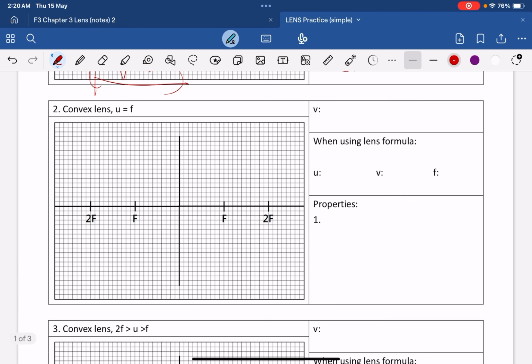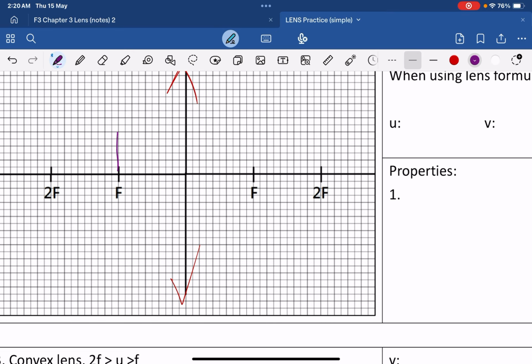The second case, U equal to f. So we just simply draw the object at the focus. And we have to draw the two light rays. So the first light ray is a horizontal line, which is parallel to the principal axis. Okay, and then the second light ray is passing through the focus.